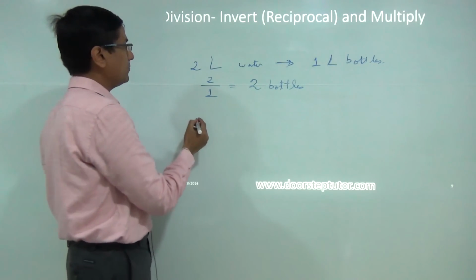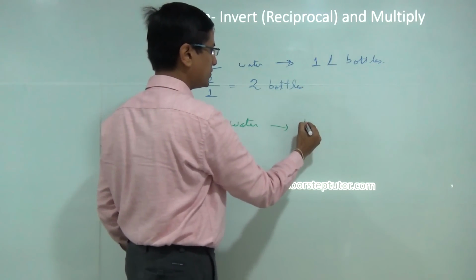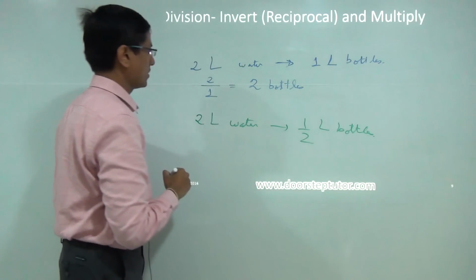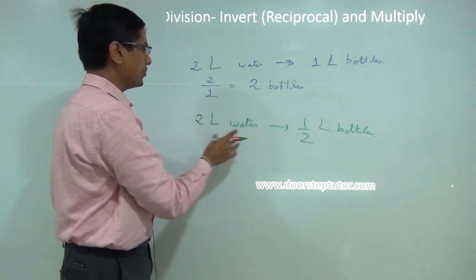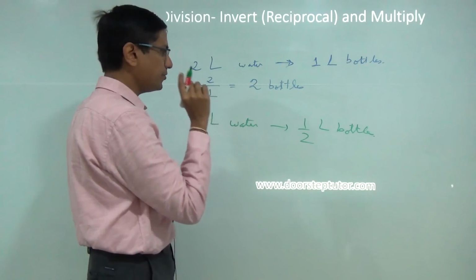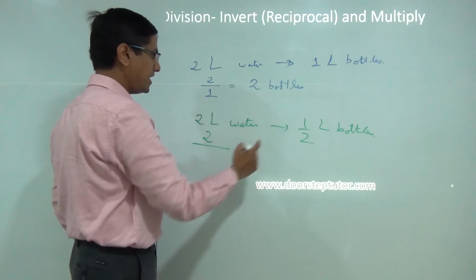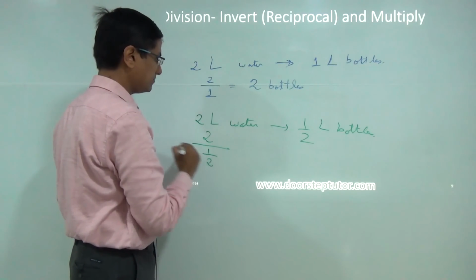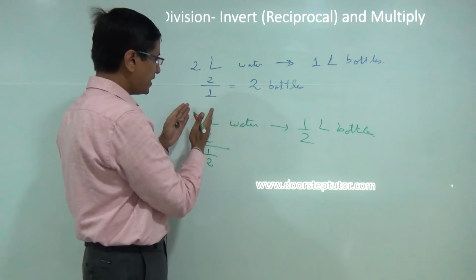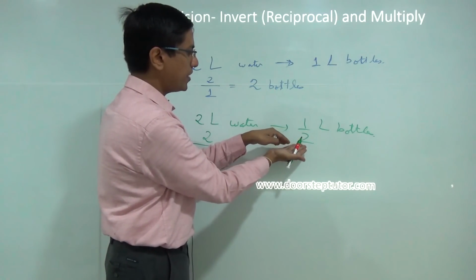Let me take another example. If I have 2 liters of water and I have to transfer it to half liter bottles, okay. I already know the answer, right? We can already compute that if I have 2 liters and half liter bottles, then the answer would be 4. We need 4 bottles. But let's try to develop why this works. So 2 liters, we'll again do the same thing. Instead of 1, I'll divide by half. And this time we can see that for each 1 liter of water, how many bottles do I need? 2 bottles. Where does the 2 come from?